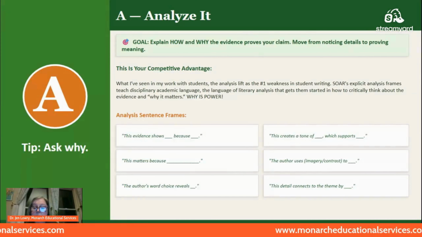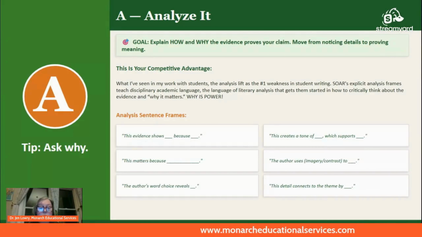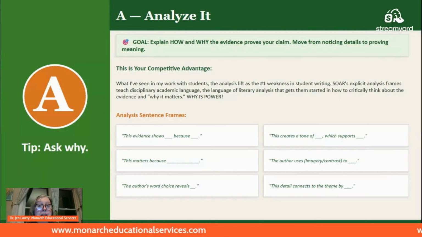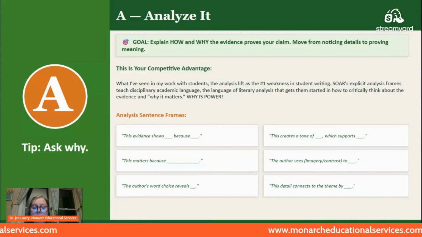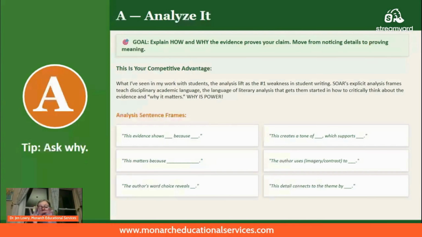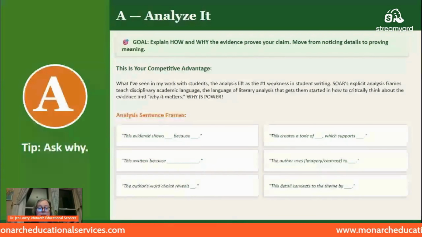I find that the frames can help to teach these academic language components that sometimes our students might struggle with, and how do they get that thing started. So I think that the language of literary analysis can get them started, and then that helps bridge them into pushing their thoughts around the evidence and why it matters.